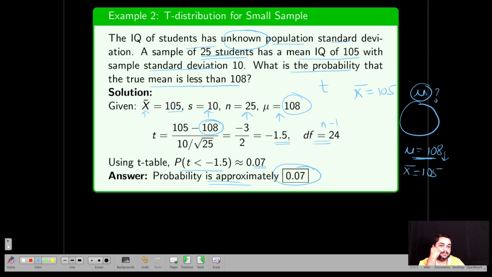That means what? The probability that the mean is less than 108 is 0.07. It's a very low value. The probability that it is less than 108 is 0.07, which means the probability that it is more than 108 is 0.93. That is, there is a 93% chance that it is more than 108. So is my 105 estimate a good estimate or not? That you have to choose using confidence intervals.